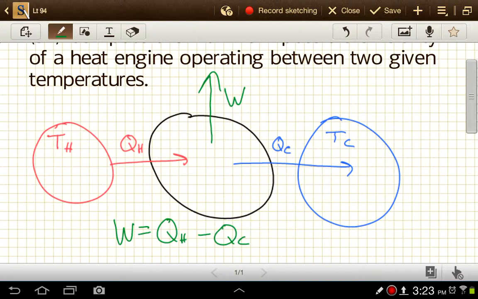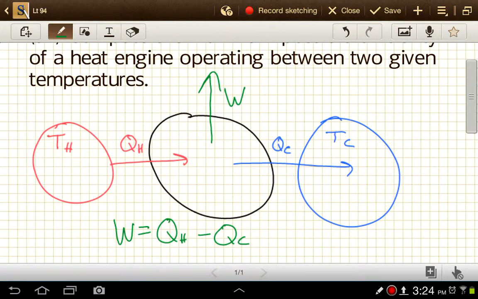Now, if our goal is to create an efficient engine, then ultimately what we want to do is have most of this energy, most of this heat that goes into our system turn into work. And so that's going to happen by minimizing this amount of heat that leaves our system, that goes out as exhaust or goes out as warming up the rest of the car. And so we're trying to minimize this value.